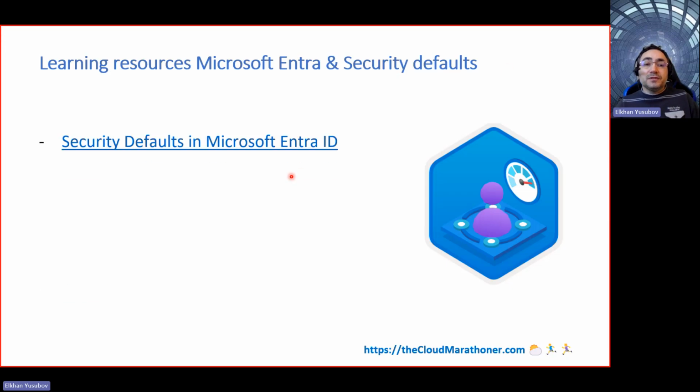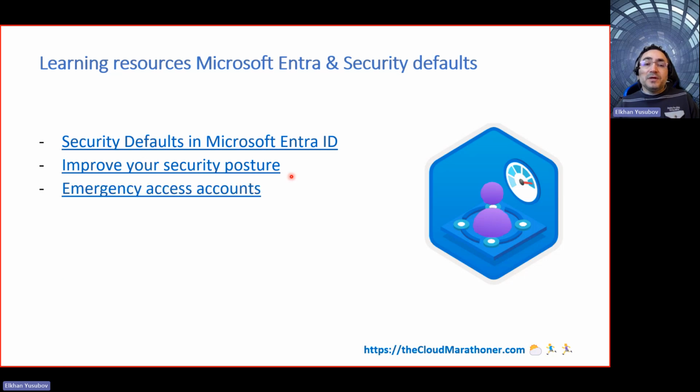Mainly, I have these references to security defaults in Microsoft Entra ID, a starter post on Microsoft Learn. Then there are recommendations on how to improve your security posture that are very helpful reads to look into. Then, if you remember, I mentioned this break glass account, which are emergency access accounts in the cloud. So I highly recommend getting familiar with that and setting it up if you don't have it yet.